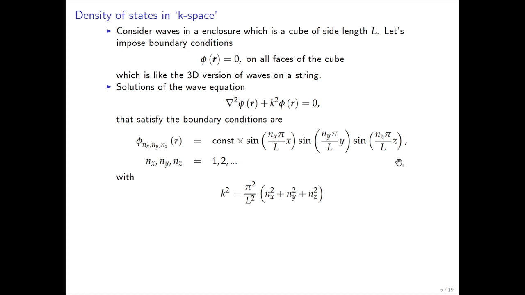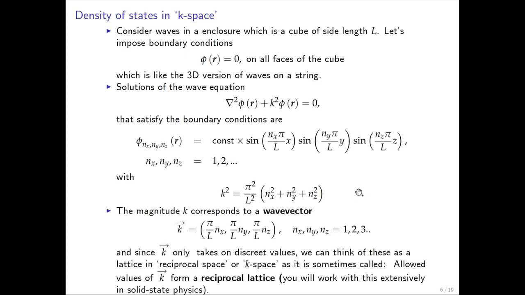So we have a number of solutions corresponding to different values of these variables n sub x, n sub y, and n sub z. These are all integers starting with 1, 2, and all the way up to infinity, because we need these to satisfy the boundary condition. And we find that in this wave equation, k squared here is pi squared over L squared times the sum of these quantum numbers squared.